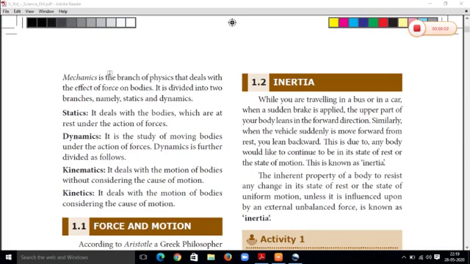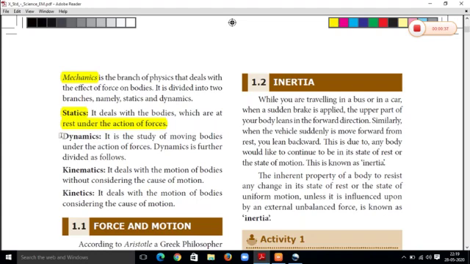Now, let us see about mechanics. Mechanics is the branch of physics that deals with the effect of force on bodies. It is divided into 2 branches, statics and dynamics. Statics deals with bodies which are at rest under the action of forces. That is, when we apply force, an object remains in the same state of rest. Example, a wall clock is fixed to the wall and has no way to move. Here, the sum of the forces is 0.